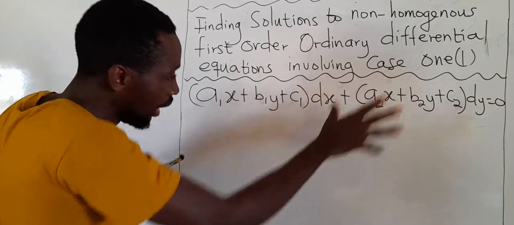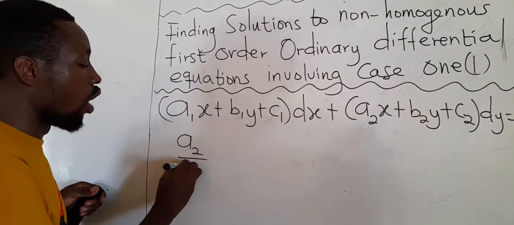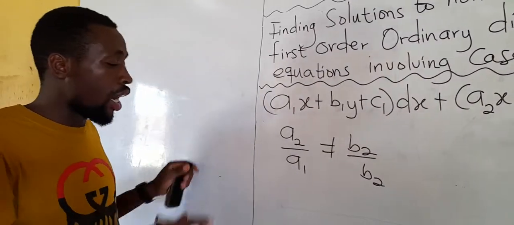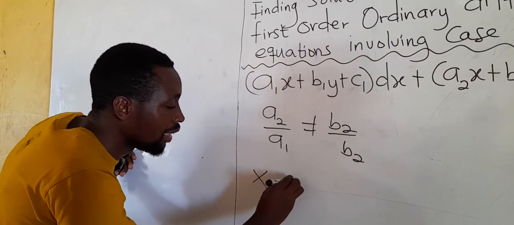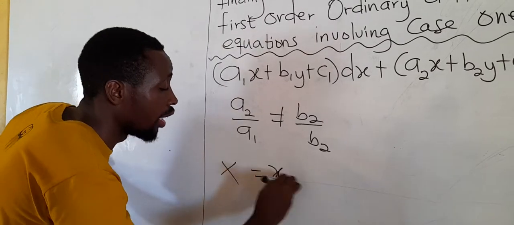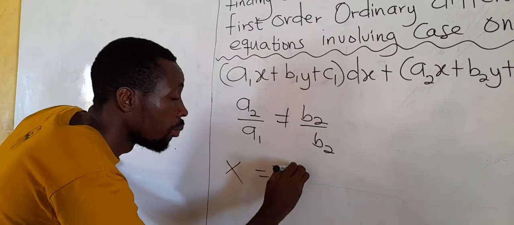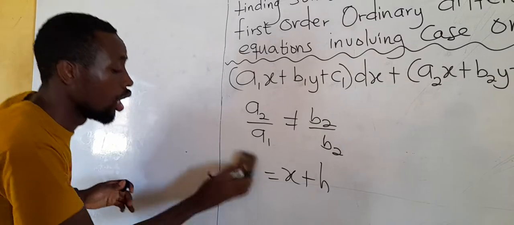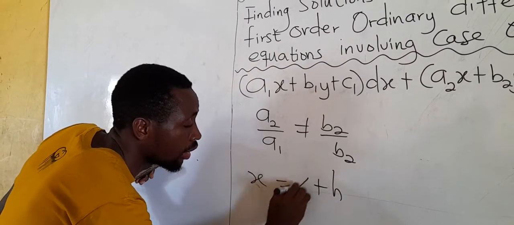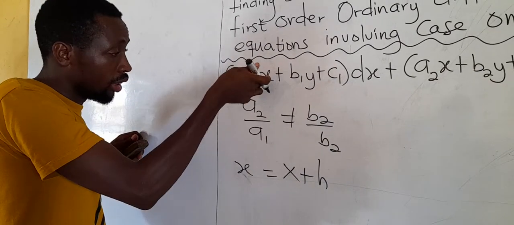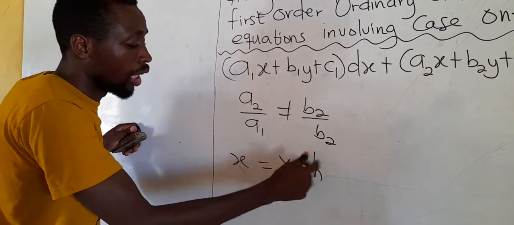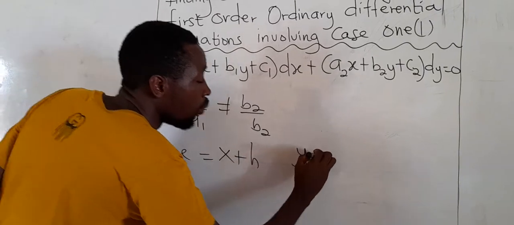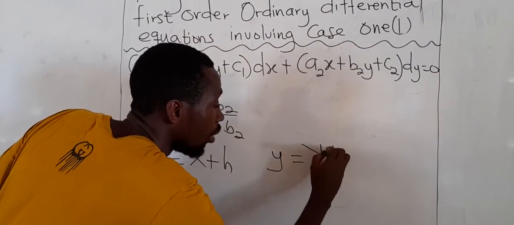After you are able to determine that it is case 1, that is, A2 over A1 is not equal to B2 over B1, the next thing is that you introduce a variable, capital X, and you let your small x be equal to capital X plus h. Then you let your lowercase y be equal to uppercase Y plus k.